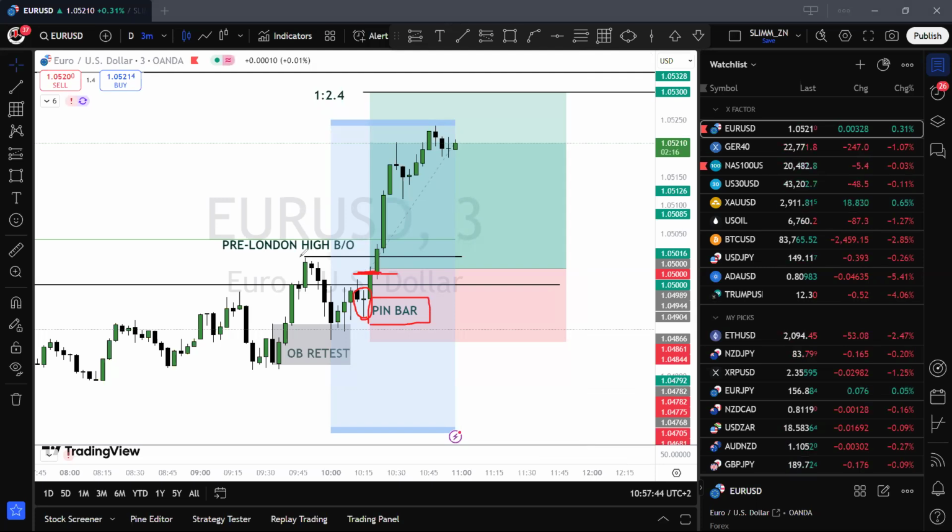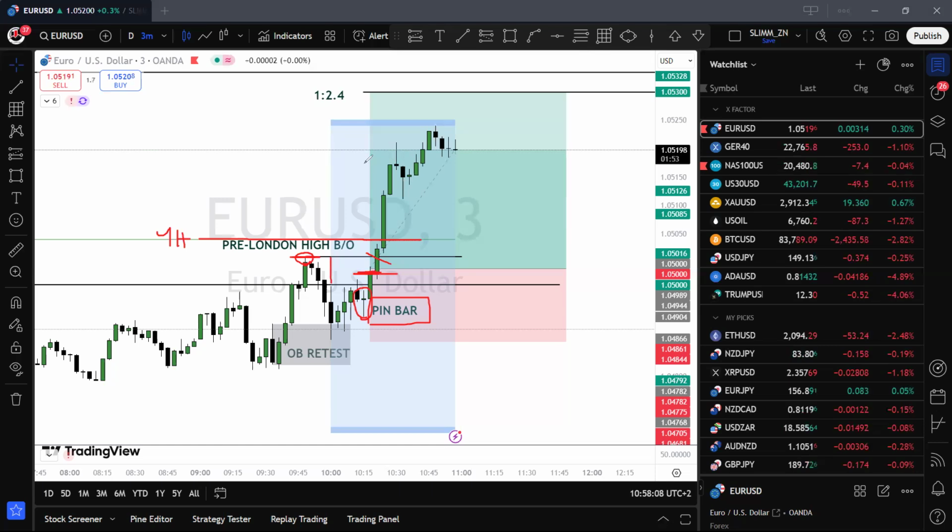Apart from that, I was also anticipating a break of the pre-London high. So before London opened, we had this high here, and I wanted to see price break this. I also wanted to see price break the previous day's high, which was this level. So we actually got a quick momentum push up, breaking those two levels, confirming that the setup was valid.